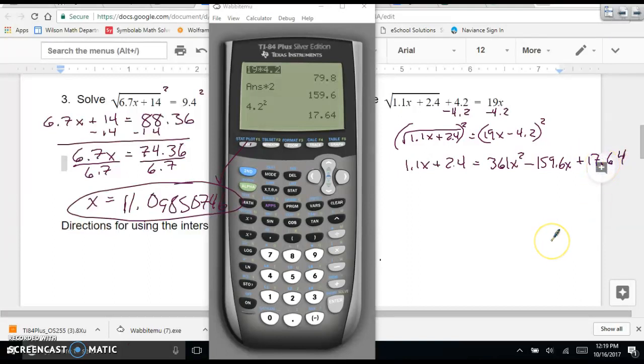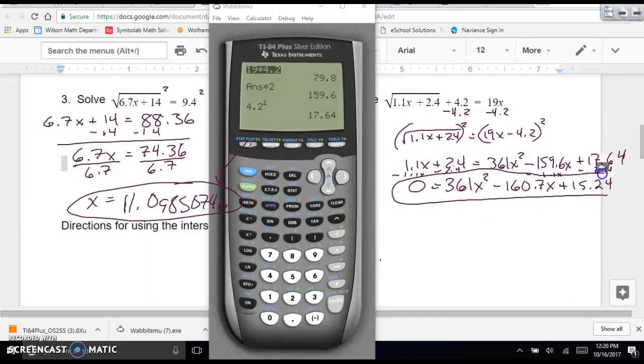Alright. Now I'm going to set this equal to 0. This is still 361x squared minus, now subtract 1.1x, subtract 1.1x. So I'm looking at 160.7x. Now I'm going to subtract 2.4, subtract 2.4, so this is going to be a positive 15.24. This is what I'm going to have to plug into my calculator and see where it intersects with the x-axis.